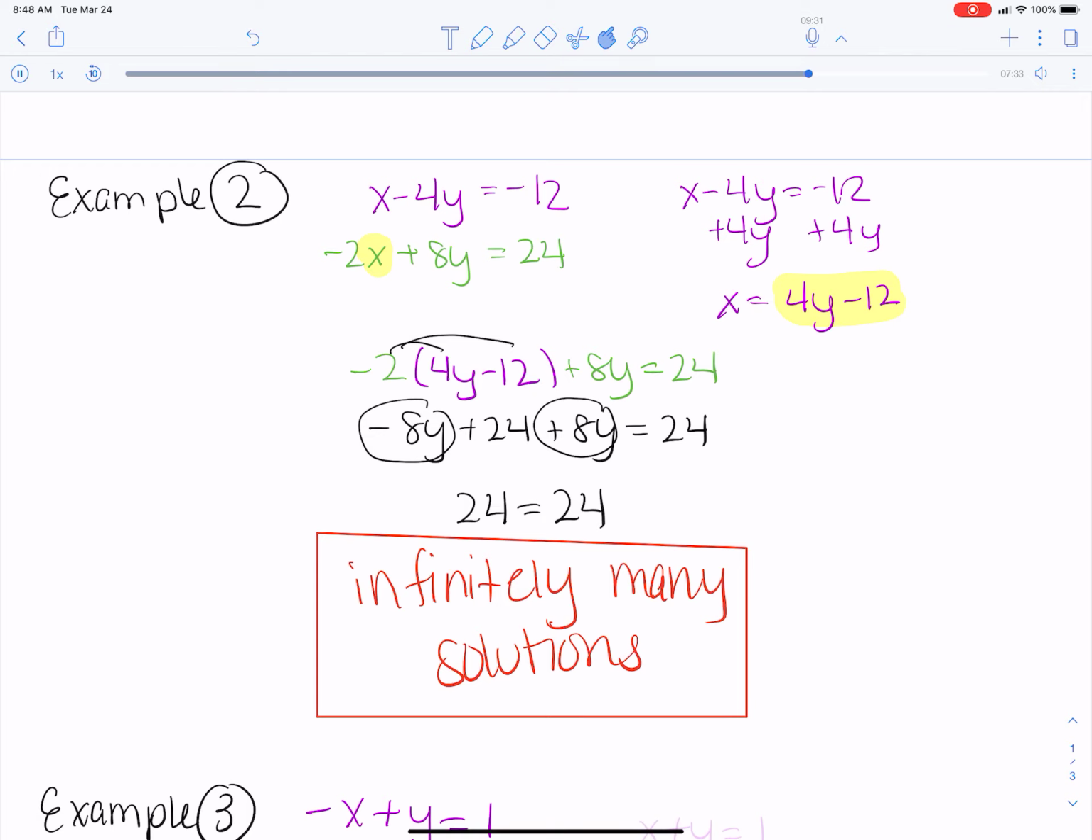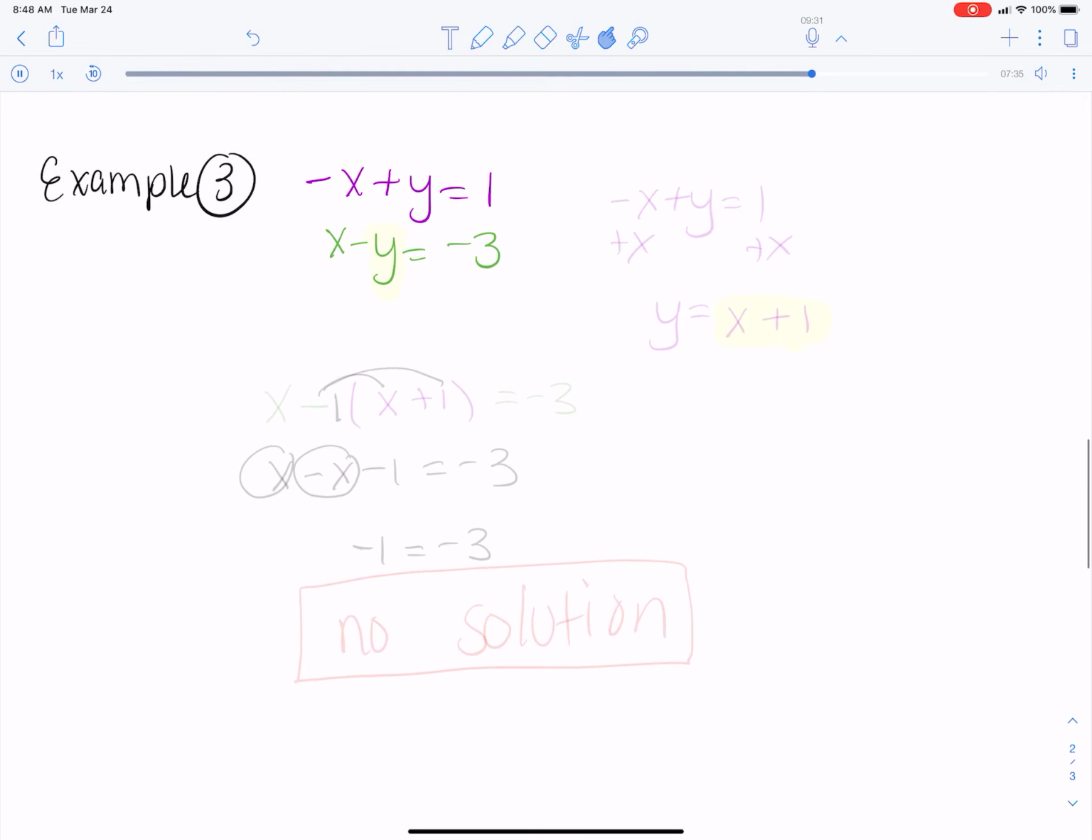Alright, example 3. So we have negative x plus y equals 1, x minus y equals negative 3. Alright, so it doesn't matter which equation you use and which variable you choose to solve for. You can either use the top equation and solve for y or x, or you can use the bottom equation and solve for x or y. It doesn't matter. I'm going to use the top one and solve for y just because we've been solving for x, and I want you guys to see it doesn't matter which variable you use to solve for.